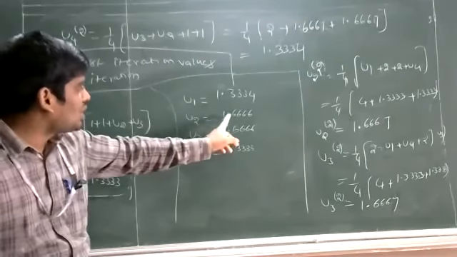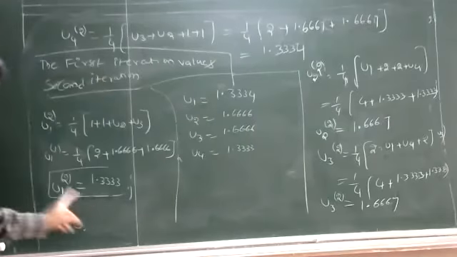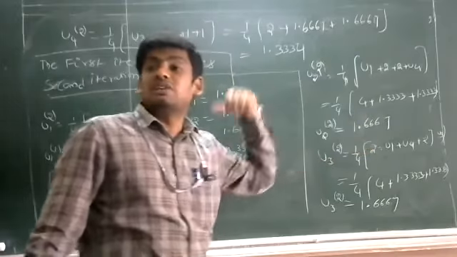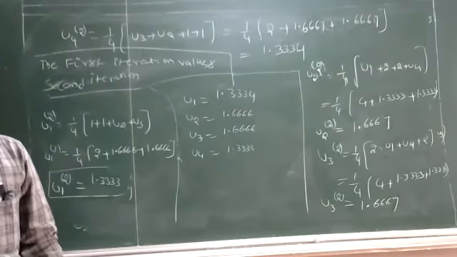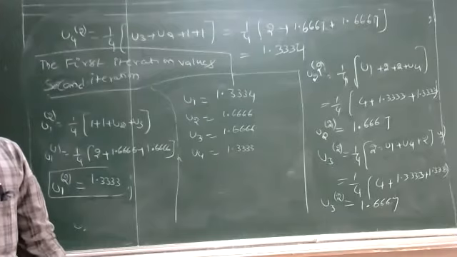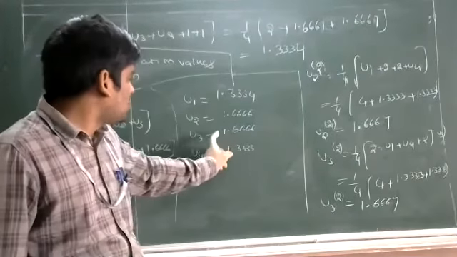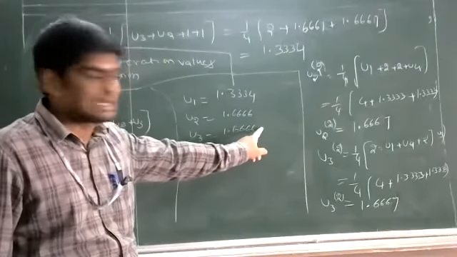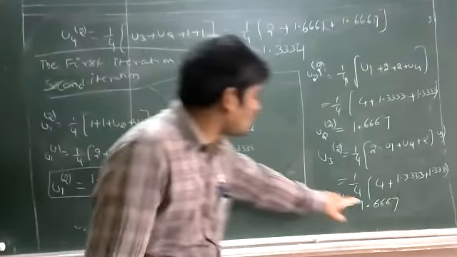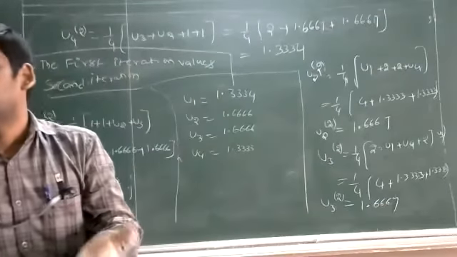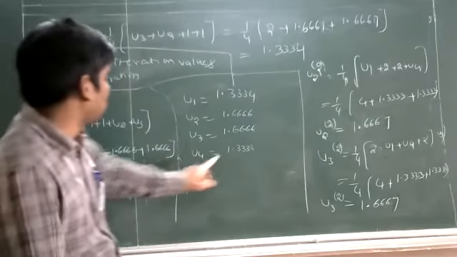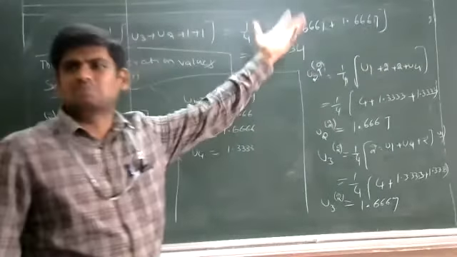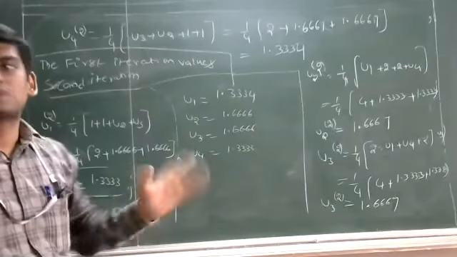So observe u2. 1.6666. So in the second iteration what is the value of u2? 1.6667. Yes. What is the difference between them? 0.0001. Yes. So in the first iteration the value u3 is equal to 1.6666. In the second iteration the value of u3 is 1.6667. So here also we have the difference 0.0001. Right. So coming to the last value, 1.3333. Here the value is 1.3333. Absolutely we are getting the exact solution.